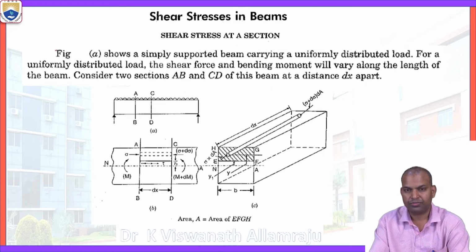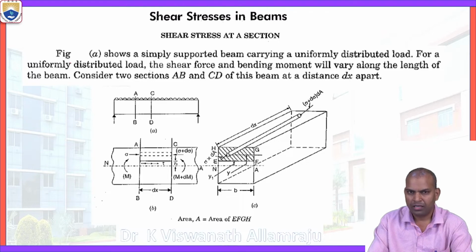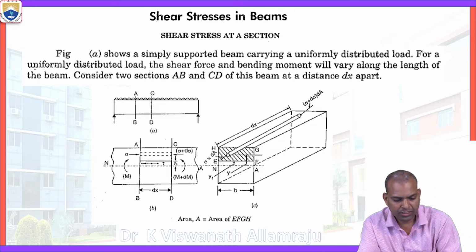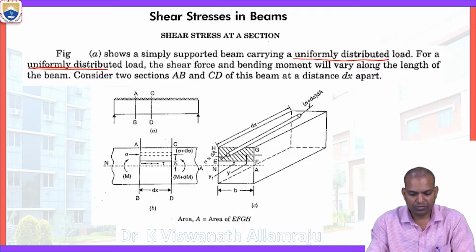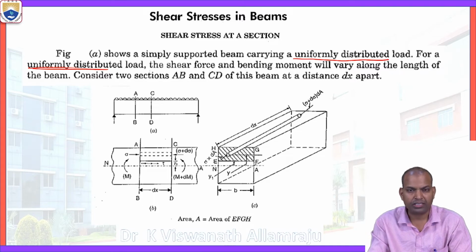Here, we are going to discuss the shear stress distribution in beams at a section. There are various sections: one is rectangular, another one is square, I section, T sections. But here we considered a simply supported beam carrying UDL, uniformly distributed load. And we are going to discuss how the shear stress is varying across the section of the beam.